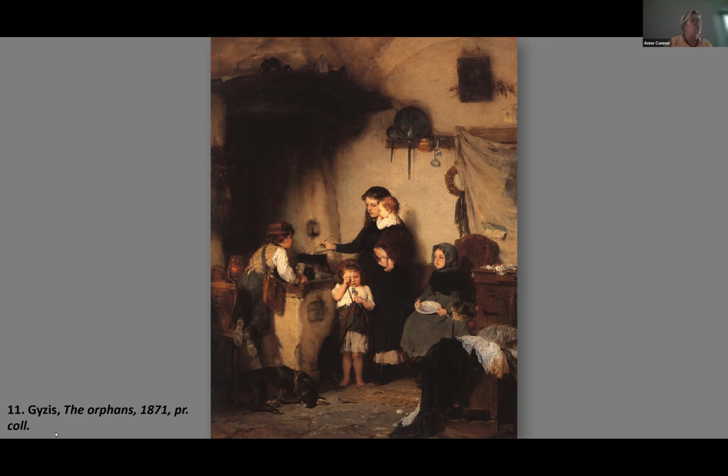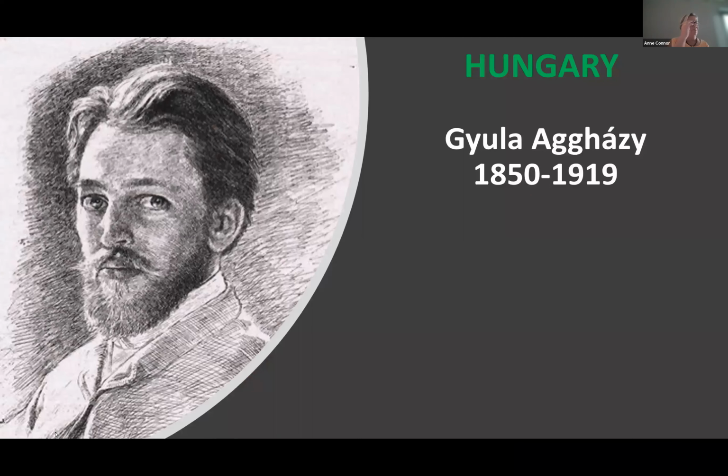I mentioned a Hungarian painter. I dare not even come to pronounce his name. I think it's Gyula Aggházy. He was born in Dombóvár in '50 and was interested in music and art for a short time, played violin at the National Theatre, but then reoriented himself and attended the Academy of Fine Art in Vienna and finally the one in Munich.